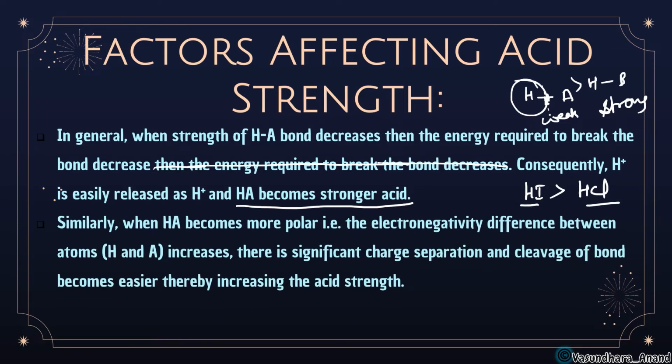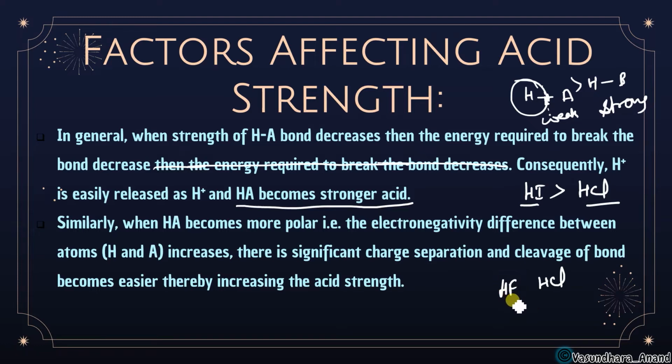Similarly, when HA becomes more polar, that is, the electronegativity difference between H and A increases, there is a significant charge separation and cleavage of the bond becomes easier, thereby also increasing the acidic strength. अगर ऐसा भी होता है, suppose I am saying HF and HCl, in this case here you can say that one has bigger size and the other has smaller size. So accordingly, HCl should be more acidic than HF, isn't it?